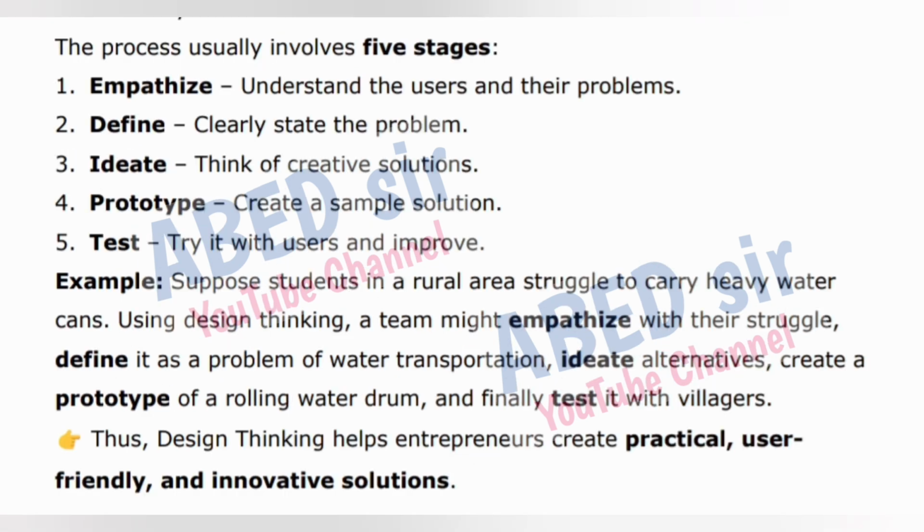The process usually involves 5 stages. 1. Empathize, understand the users and their problems. 2. Define, clearly state the problem. 3. Ideate, think of creative solutions. 4. Prototype, create a sample solution. 5. Test, try it with users and improve.